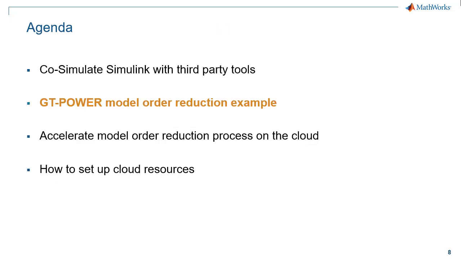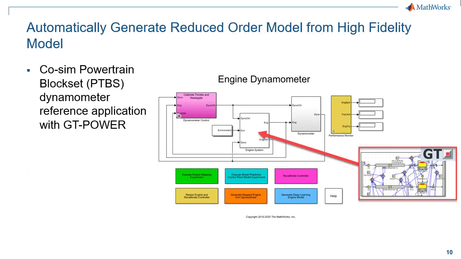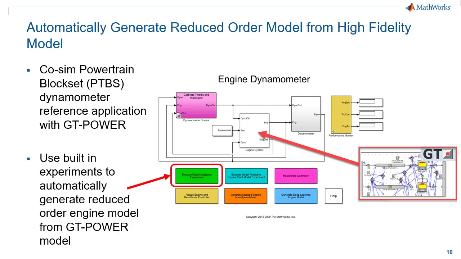So let me show you now how we generated a reduced order engine model from that GT Power detailed engine model. So what we did was set up a co-simulation between an engine dynamometer model that we ship with Powertrain Blockset and a GT Power model. And we use one of the built-in experiments from that engine dynamometer model to perform the model order reduction process, which then converts the detailed GT Power model into a fast-running mapped engine model.